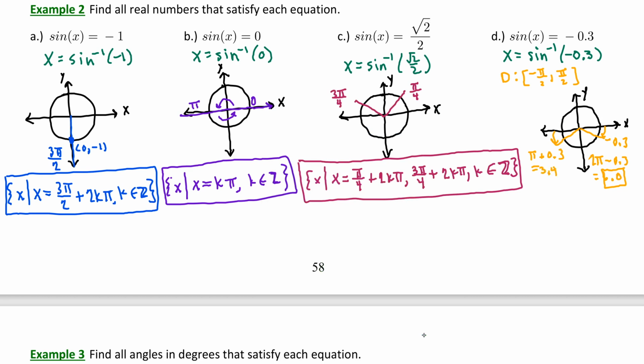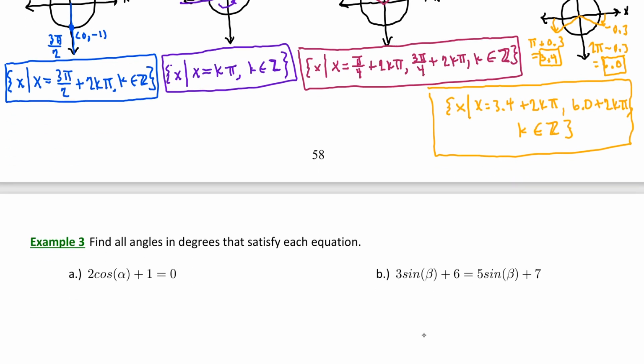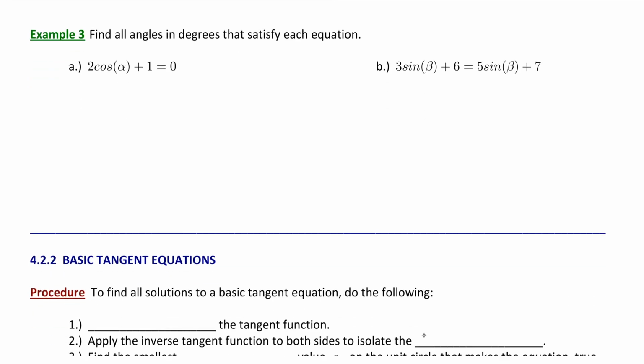So we have two positive solutions in one rotation of the unit circle, and we use those as a springboard for all the solutions. So the set of all x such that x equals 3.4 plus any angle coterminal with 3.4, so we're going to add a multiple of 2 pi, or 6.0 plus any angle coterminal, and we will once again specify k must be an element of the integers for that to work. So those examples that we just worked are basic trig equations. All of the other more complicated trigonometric equations will whittle down to something like those examples.